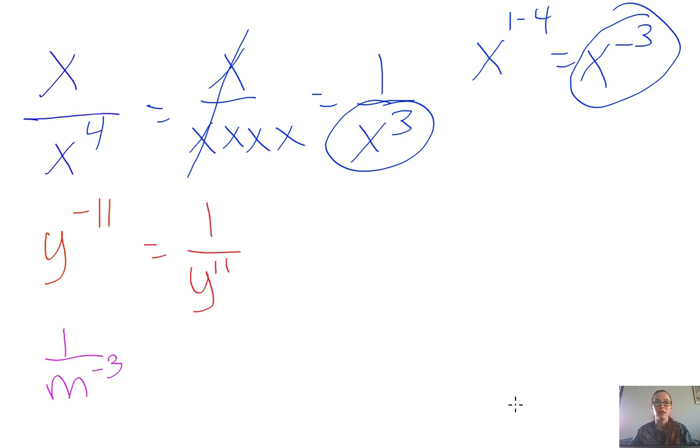Let's practice with 1 over m to the negative 3rd. Let's make it a positive exponent. So we just gotta flip it. And so it becomes m to the 3rd power over 1. And you know we don't need the denominator of 1. So it's just m to the 3rd power.